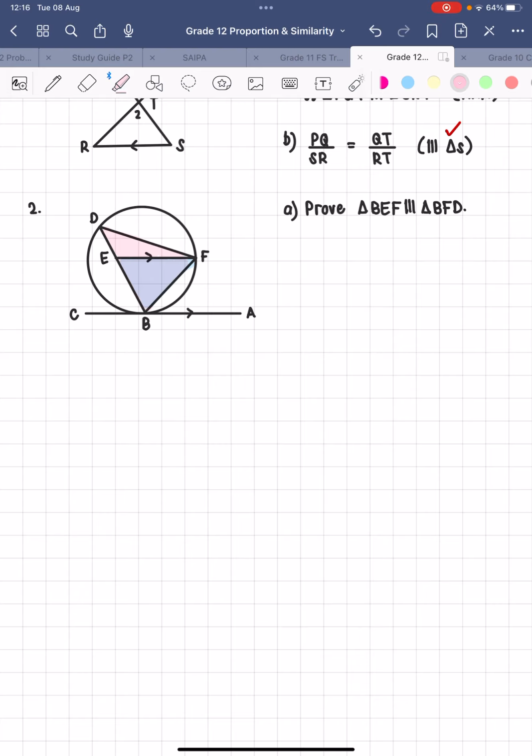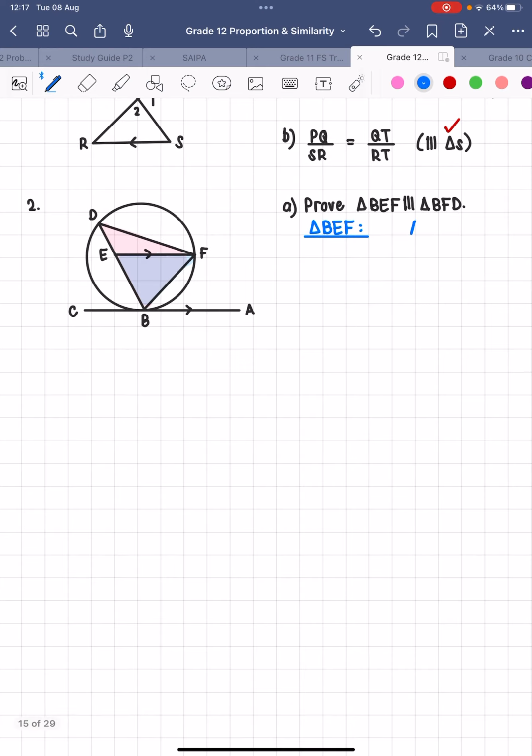Now guys, what I do suggest, when you can't just see which angles are equal to each other easily, list 3 angles and 3 angles next to each other. So I'm going to do this. I'm going to write the first triangle's name, so triangle BEF. And then I'm just going to draw a little line. And then next to it, I'm going to write triangle BFD. And I'm going to underline it. And now I'm going to list the 3 angles in BEF and then the 3 angles in BFD.